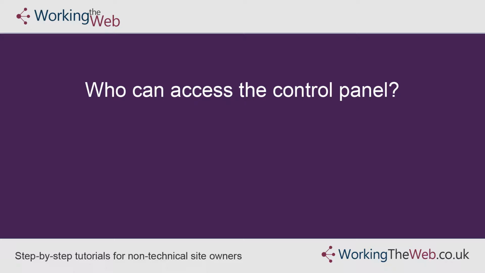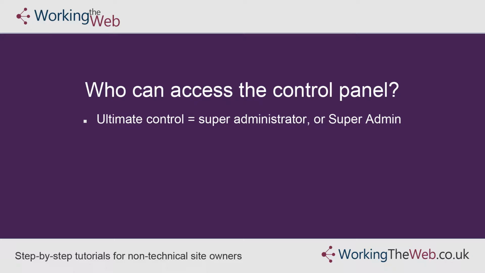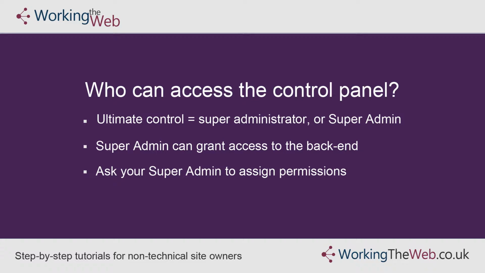Who can access the control panel? The user who has ultimate control over every aspect of the site is called a super administrator or super admin. This is usually the person who set up the site for you. Only a super admin can access the back end of the site. However, the super admin can grant access to the back end to other users. This is useful if there are a couple of people looking after the site's management. So, to manage your site, you need to ask your super admin to assign the necessary permissions to you. Once your account is set up, you can log in.